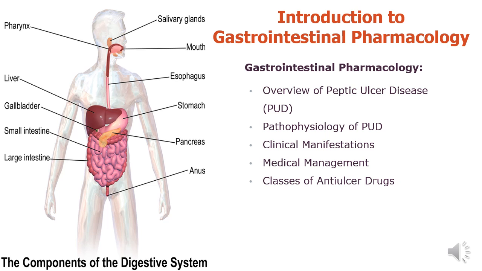First, we will dive into gastrointestinal pharmacology. We will look at peptic ulcer disease, its pathophysiology, clinical manifestations, and medical management. Finally, we'll go through the classes of drugs used to treat this condition.